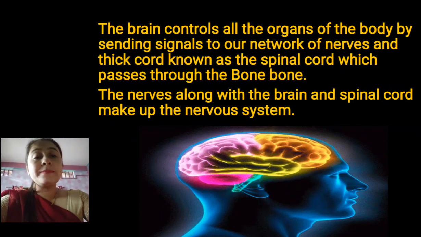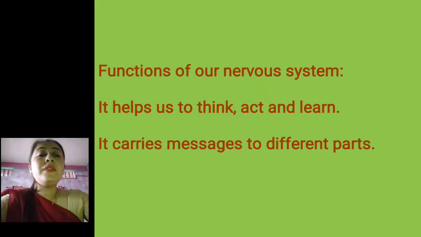Okay. So the function of our nervous system is it helps us to think, act and learn. Obviously, a nervous system helps us to think. Yes, what we are thinking, we think through our brain, and it helps us to act, what we are doing, and to learn. Whatever you are memorizing, it is done by the nervous system. It carries messages to different parts. So it also carries messages, whatever the brain is thinking, the messages are carried through the nerves and spinal cord to the different parts of our body.